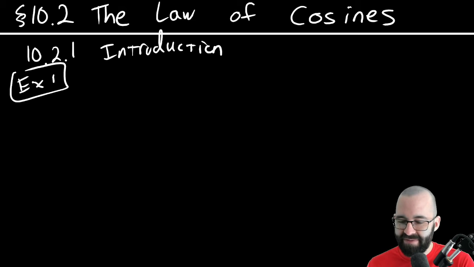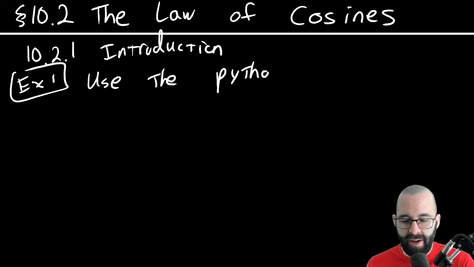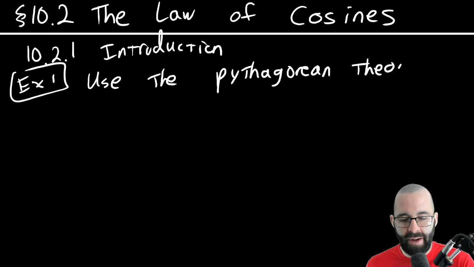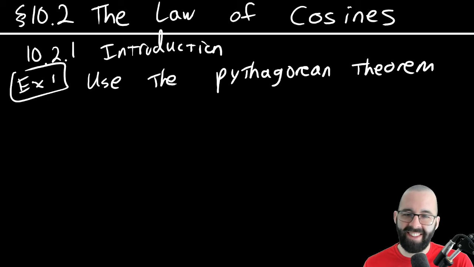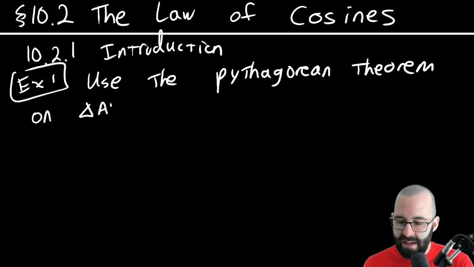Example 1. Use the Pythagorean theorem. That's actually really cool, by the way. We'll get into that more later. But the law of cosines is related. I don't want to spoil it. It's related. Use the Pythagorean theorem on triangle ABD. I'll give you a graph in a second.